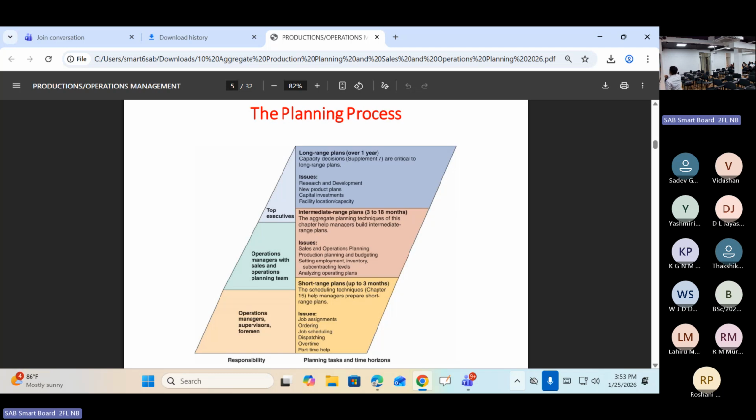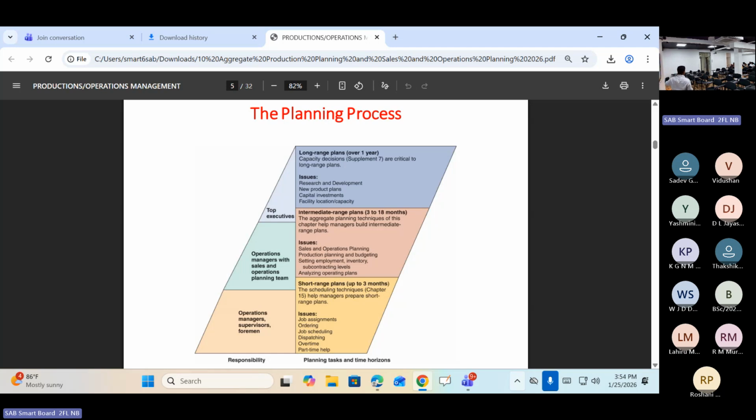So now you see top executives are also involved here. Usually the medium term production plans are taken by the middle level managers, but top executives have control over the decisions. They come and take part in the planning activities, especially to approve the production plans. Accordingly, they finalize the production plans for the factories and all. That is how it happens.